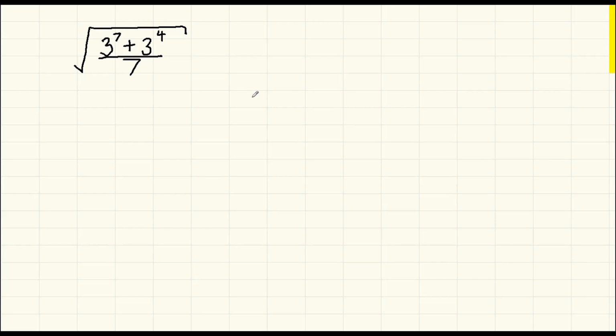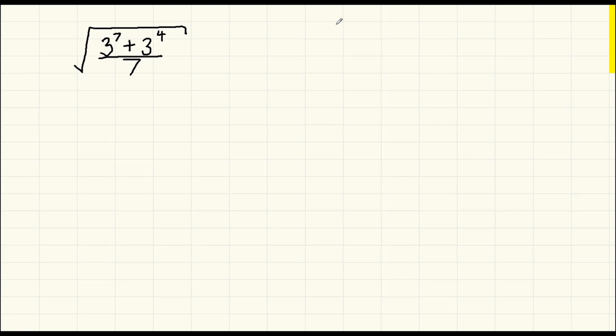Hi, welcome back. Today we're going to look at simplifying this equation. Okay, so how would you go about this? Well, we're going to start by factorising 3 to the power of 7 plus 3 to the power of 4.